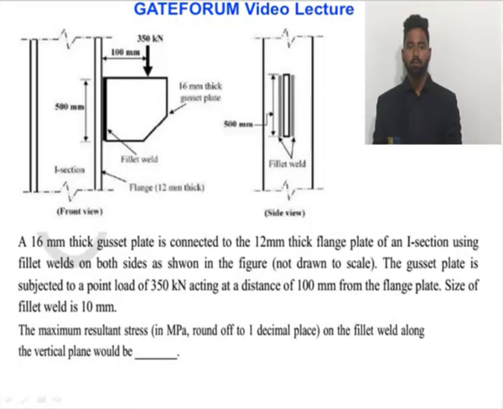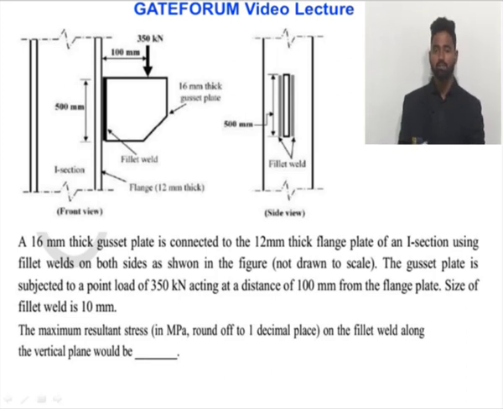A 16 mm thick gusset plate is connected to a 12 mm thick flange of an eye section using fillet welds on both sides as shown in the figure. The gusset plate is subjected to a point load of 350 kilonewtons acting at a distance of 100 mm from the flange plate. Size of fillet weld is 10 mm.